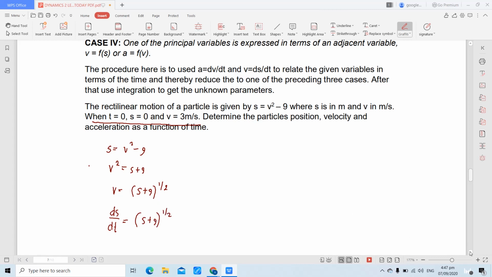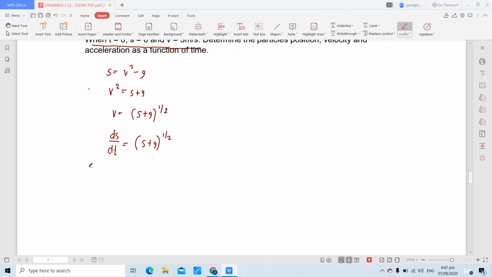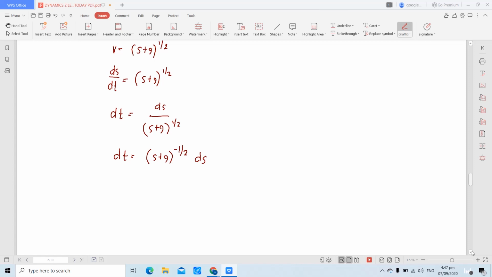So, separate now the variables. Okay, so by separating the variables, by cross multiplication, we can say that dt is equivalent to ds over s plus 9 raised to 1/2. Tama? Or simplify further, dt is equivalent to quantity s plus 9 raised to negative 1/2 ds. Ginawa lang natin, itinaas lang natin siya. Pag itinaas nyo yon, yung exponent, magiging negative. Gets? So, na-separate na natin yung variables ni displacement tsaka ni time. So, you are now ready to integrate both sides of the equation.